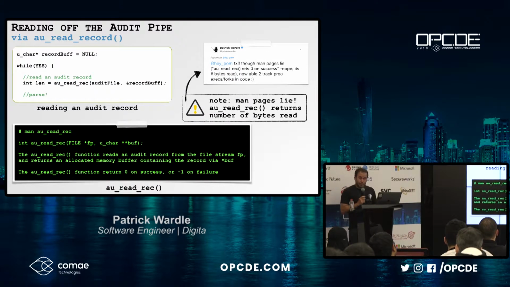Now we've opened the pipe and configured it. We can start reading off it. And since we've configured it, anytime there's a process event, the kernel will deliver that to this pipe, and we can consume off that.